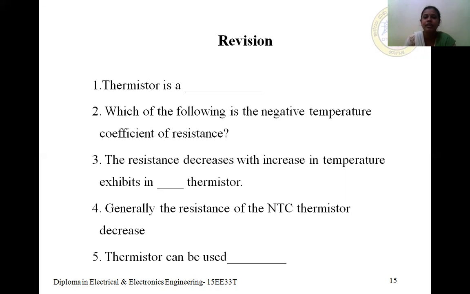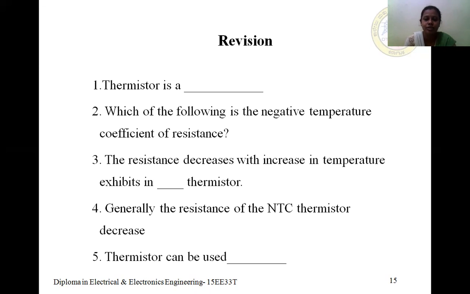The third question is, the resistance decreases with increase in temperature exhibits in dash thermistor. We studied the characteristics, positive temperature coefficient and negative temperature coefficient. In a negative temperature coefficient thermistor, as temperature increases, the resistance decreases. The answer for the third question is negative temperature coefficient.